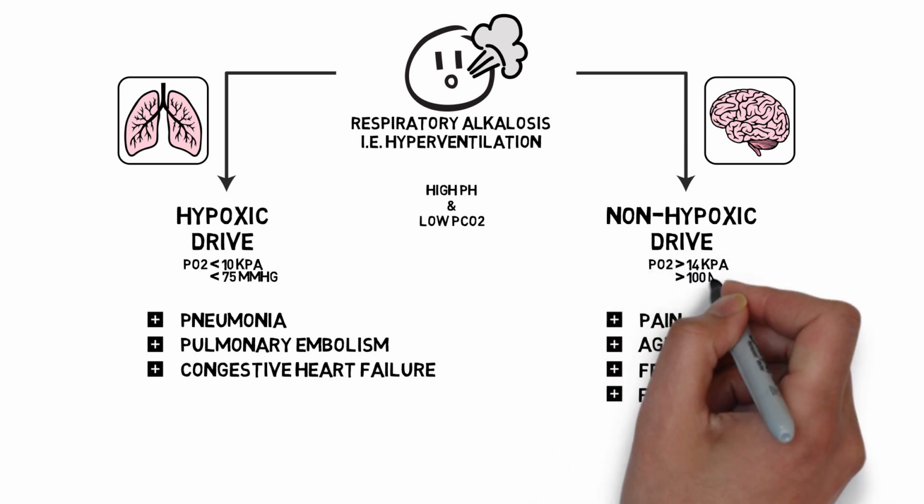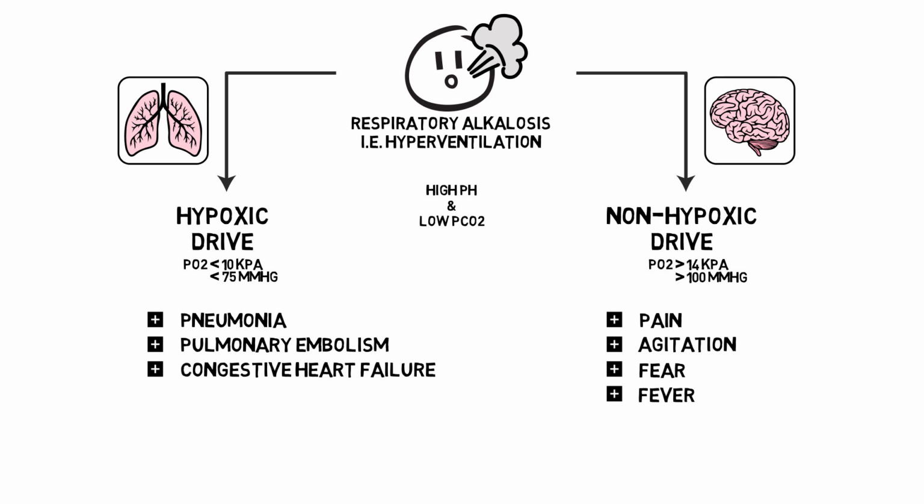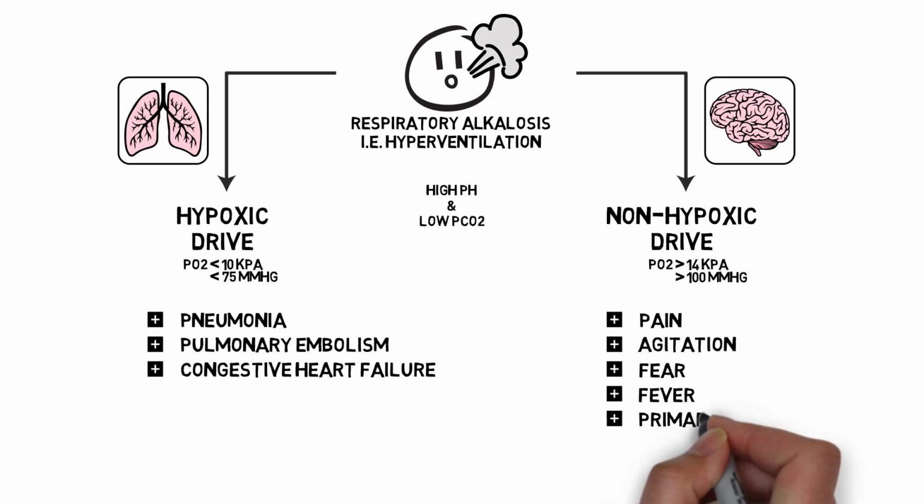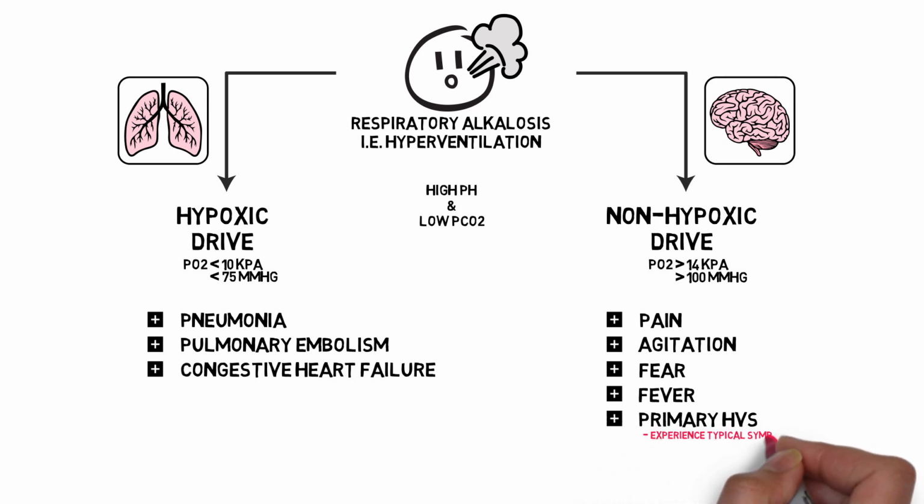Some people hyperventilate for no apparent reason. This is called primary hyperventilation syndrome. They also fall into this category, and they typically experience hyperventilation symptoms like dizziness and tingling of the lips. Did you know that these patients could have elevated lactate levels? This is caused by the alkalosis, and it is benign.